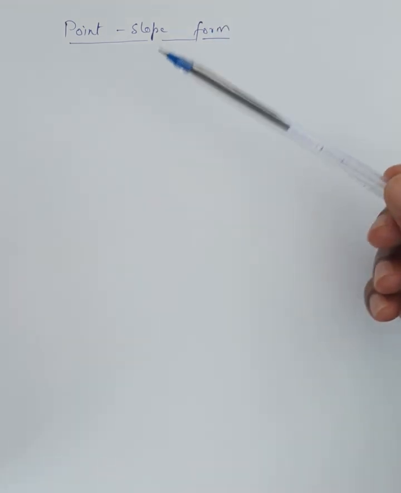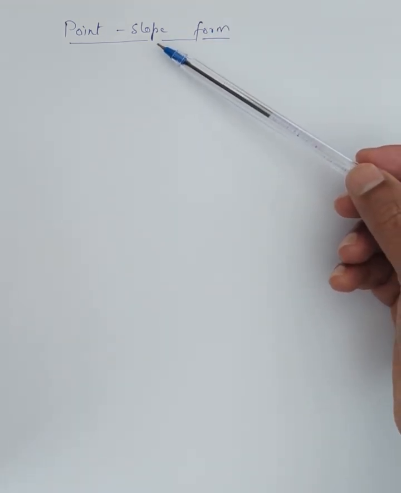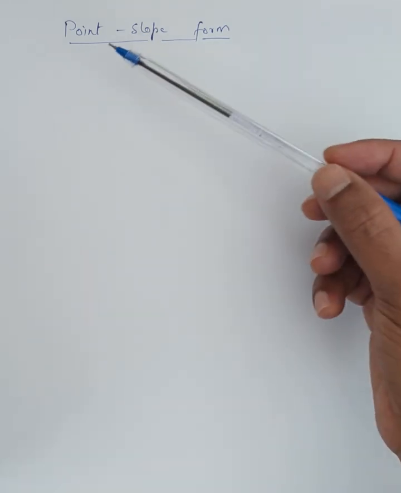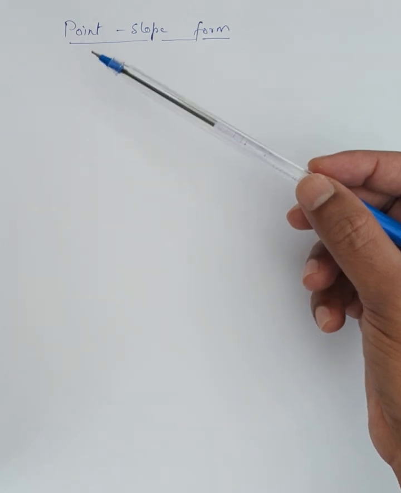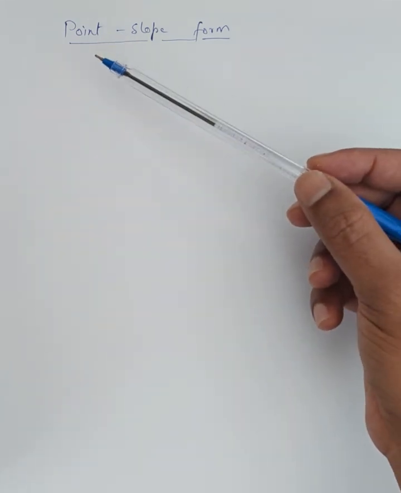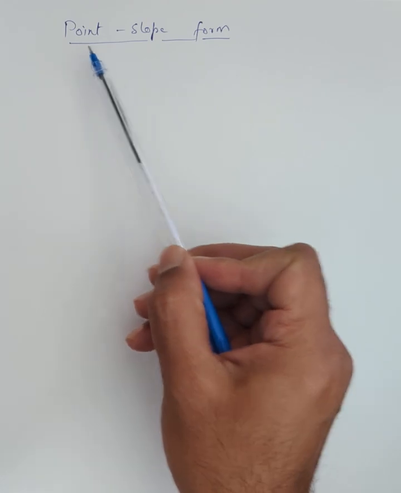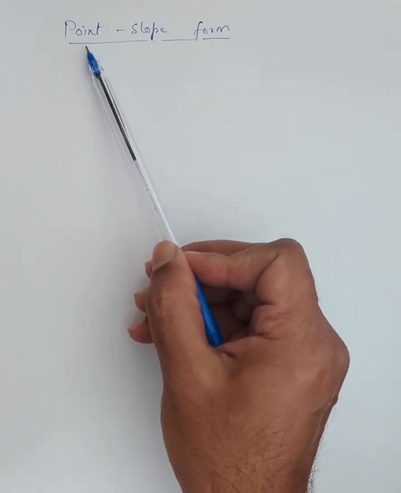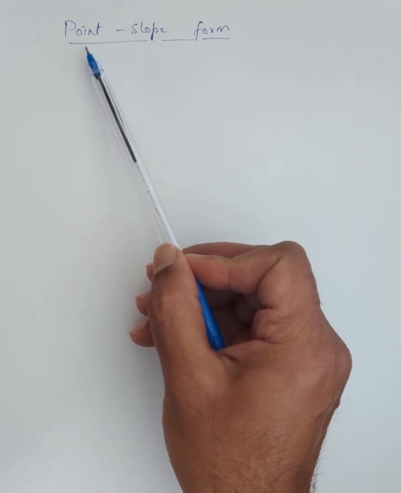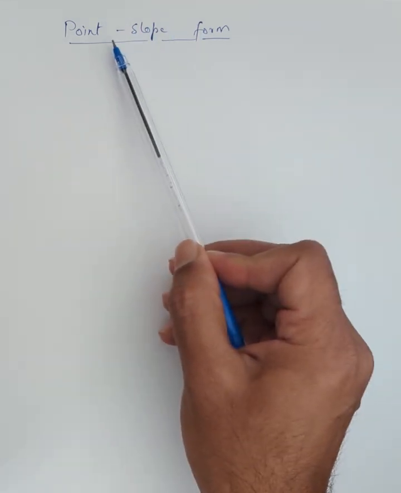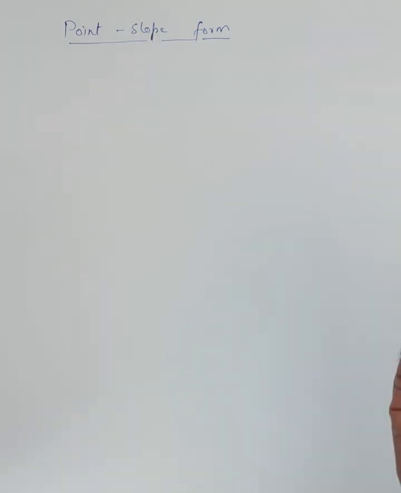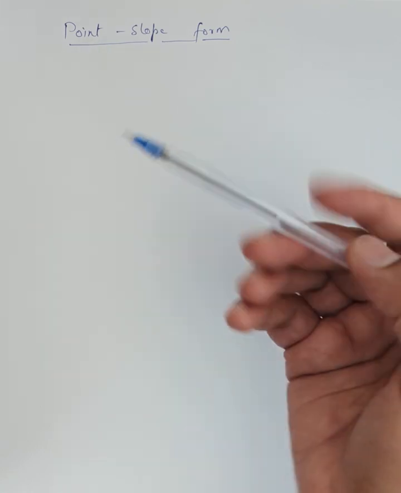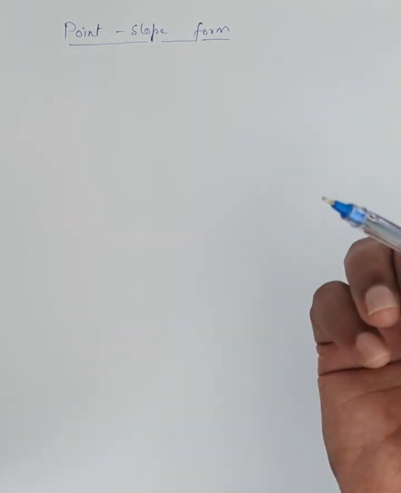Well, in both cases, the slope is given, but in the case of slope-intercept form, you were given a special point, the point on the y-axis. But this time, you're given a point anywhere in the plane, not necessarily on the y-axis. So this is more general, or you can say that slope-intercept form is a special case of point slope form, where the point happens to be a special point.